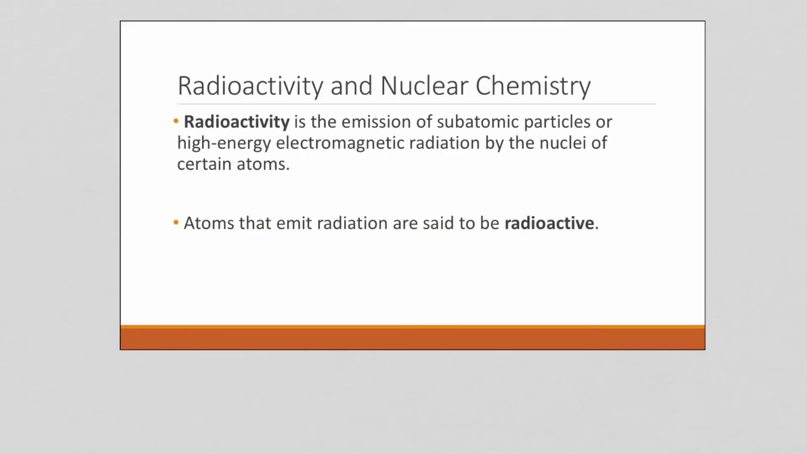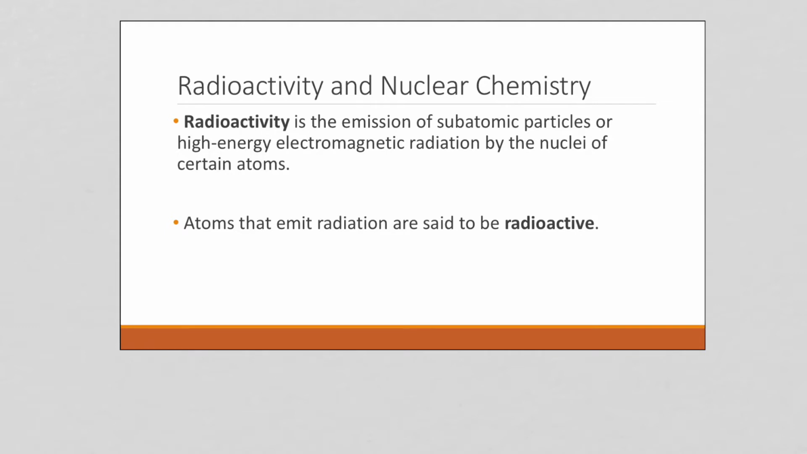But before we get there, of course, we should define what radioactivity is. Radioactivity is the emission of subatomic particles or high-energy electromagnetic radiation by the nuclei of certain atoms. Certain nuclei are unstable. The nucleus is unstable, and we have spontaneous emission of either subatomic particles of different characteristics that we'll talk about, or high-energy electromagnetic radiation. Remember, light, part of that electromagnetic spectrum we talked about back in Chem 1.